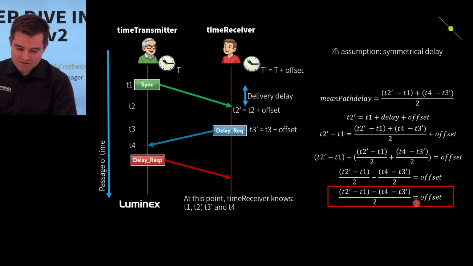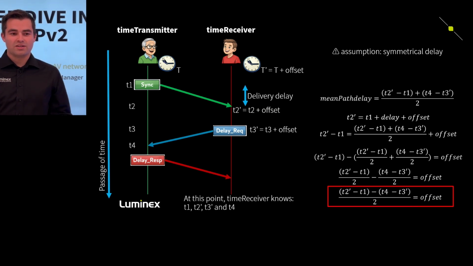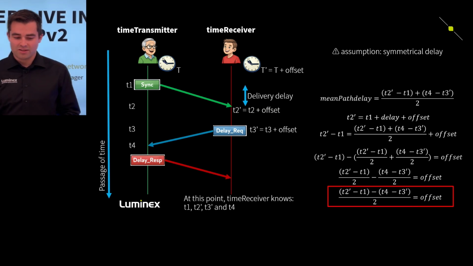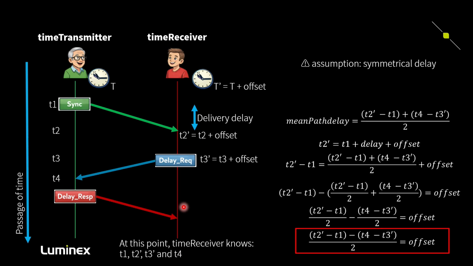And we can rewrite this as this equation, a very simple calculation that the time receiver can use with the 4 timestamp values that he knows to calculate the offset. When the offset is known, of course, it can adjust its own clock to match what it thinks that the time transmitter's clock is currently at, and the 2 devices are in sync.